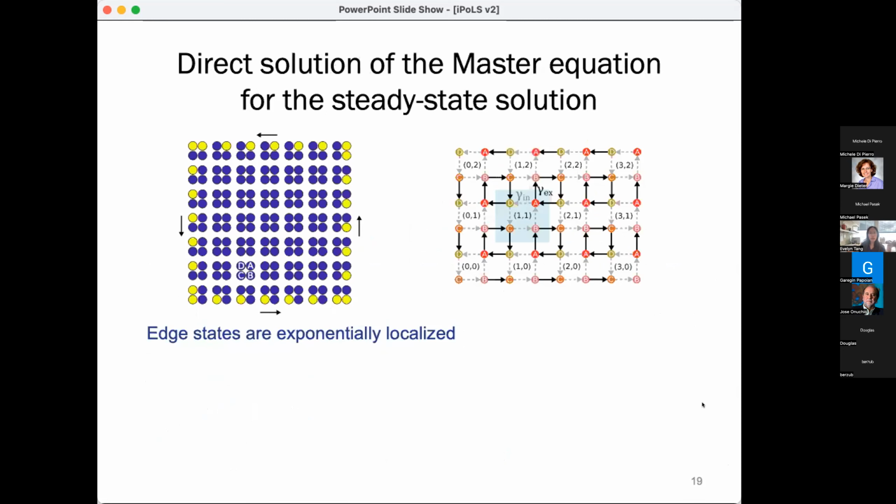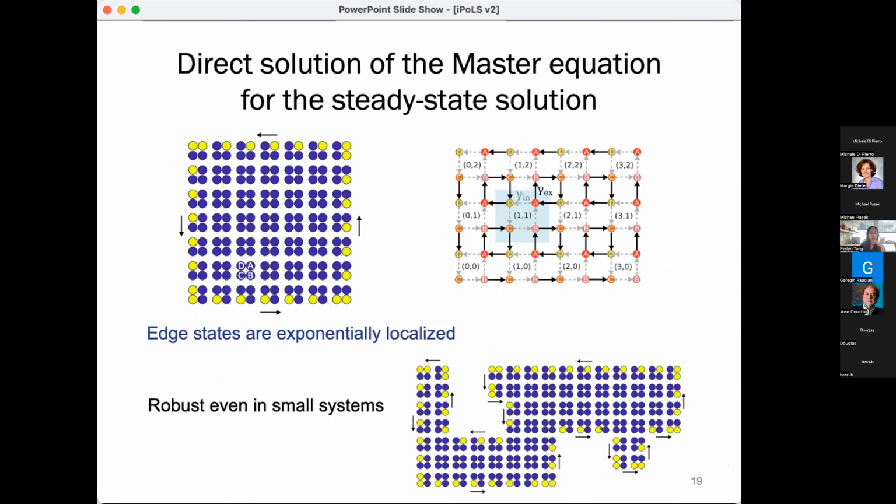And we can also start now to look at the properties of these edge states to see that they are exponentially localized, so that even for small systems, they do not blur into each other, so that even for fairly small systems, these edge states can be robust.